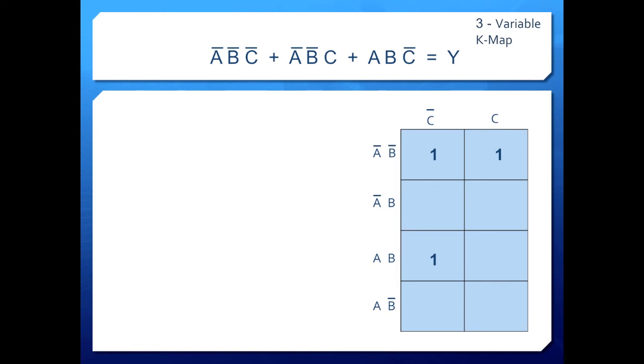We're going to loop. And if we look at, again, our guidelines around looping, we can loop 1s, 2s, 4s, 8s that have adjacent cells. So that's what we're going to do. The obvious one is up here, which loops 2 1s side by side. And then I'm going to loop the solo 1 down here. In a minute, we'll deal with that.